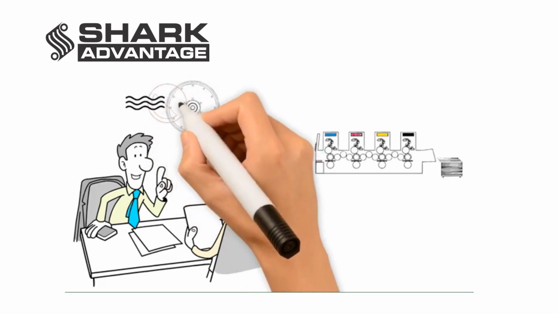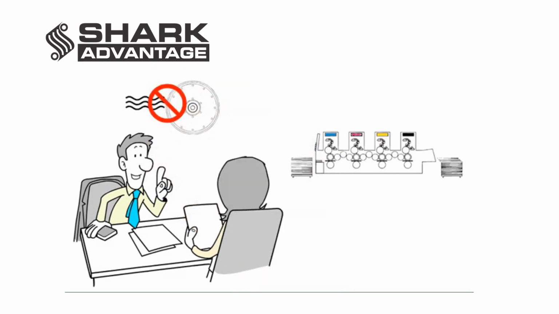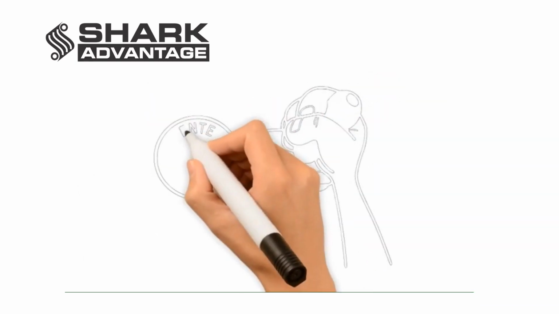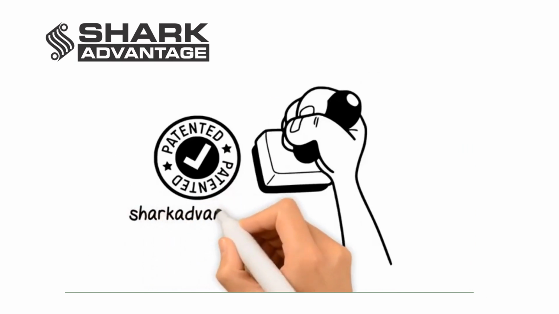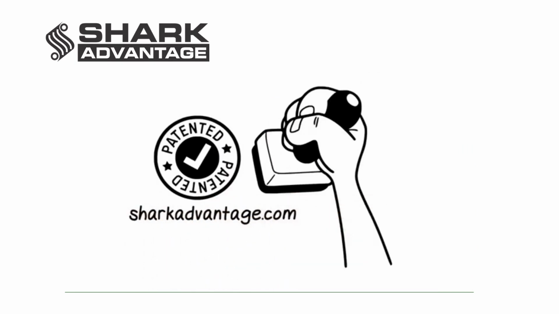Be careful. Never apply the Shark Advantage sheets on a roller or idler directly in front of the printing station. Instead, the sheets should only be applied after a printing station. The Shark Advantage technology is patented and only available at sharkadvantage.com or through one of our representatives.